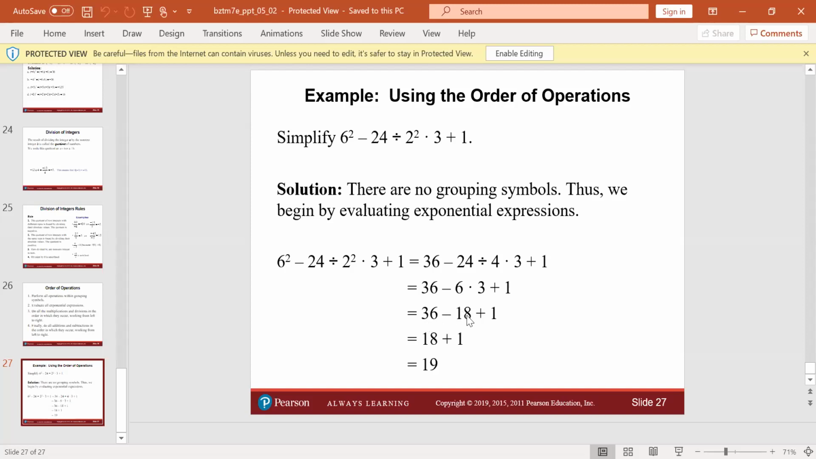And now we just do the addition, subtraction from left to right. 36 minus 18 is 18. Add that 1 back on, we get 19. 19 as our final answer on it. Okay, so that covers it for that section.